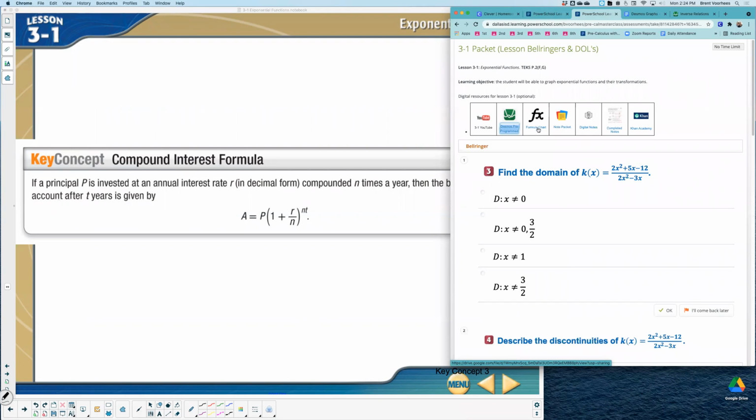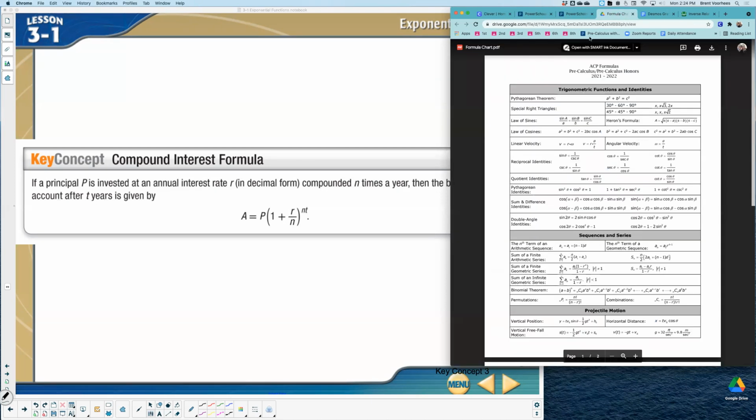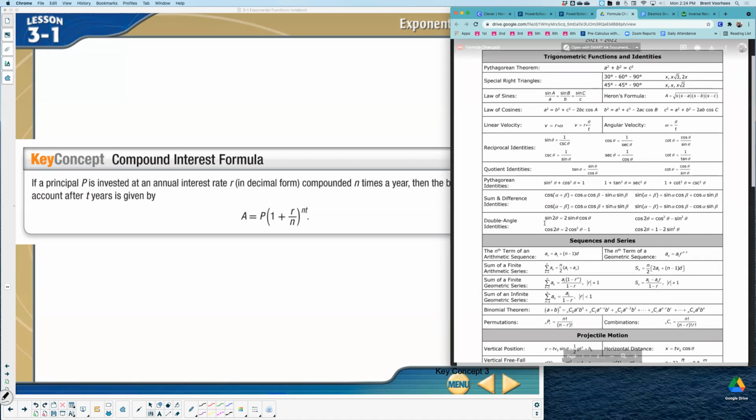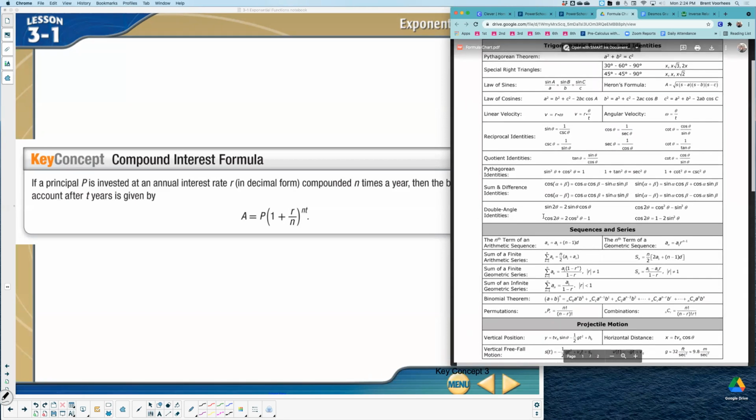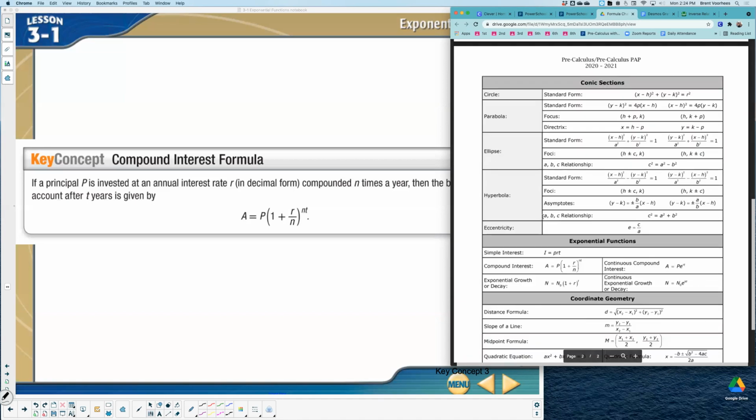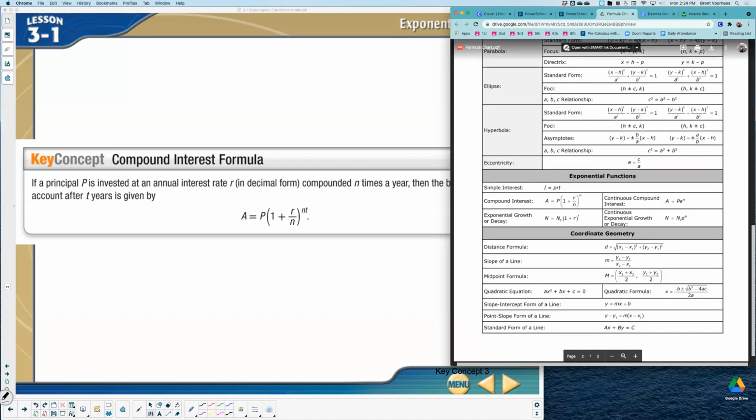So I'm going to use, again, 2 fingers on a Chromebook to right click. And I'm going to open this in a new tab and just show you that the formulas I'm about to give you for today, moving forward, are on this formula chart. Let me zoom in a little bit. On this formula chart, if I go to page 2, you will see exponential functions, what I'm working on. You have all the formulas you'll need, although I'll keep it simple, and I just use these 2 right there.